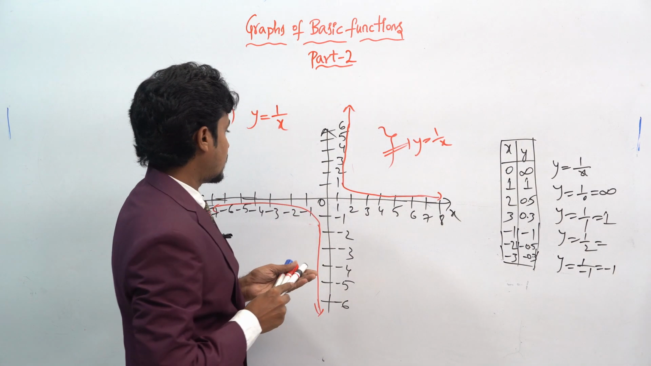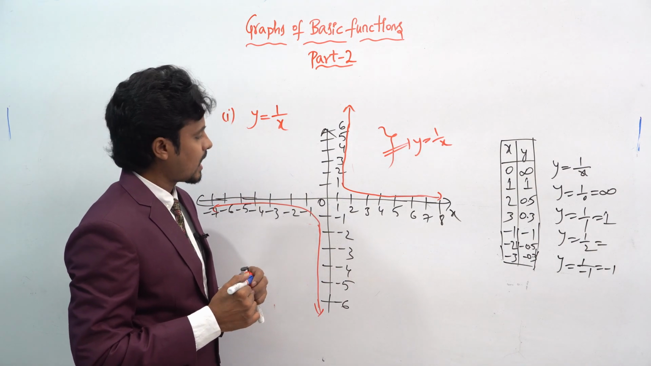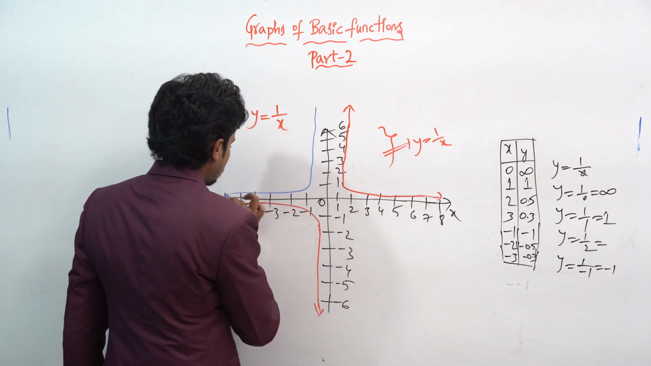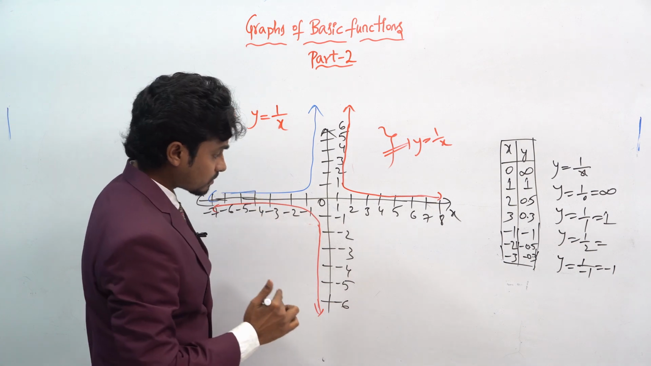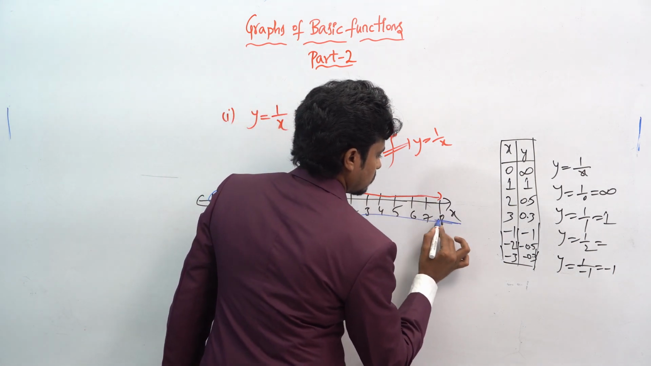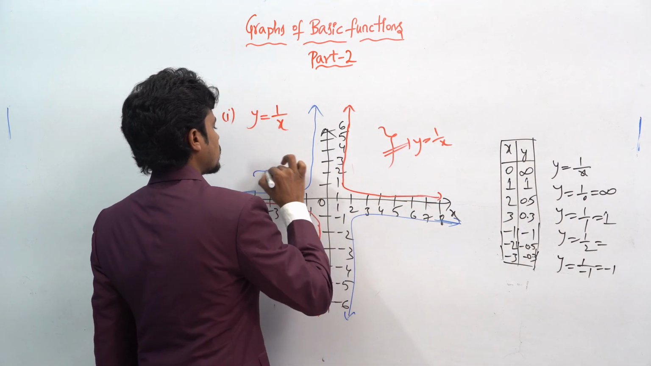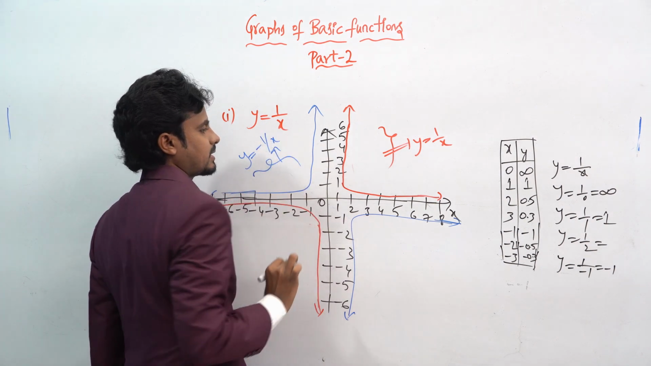Okay, and similarly, if you want to draw the plot for y is equal to minus 1 divided by x, how can you draw the plot? You have to draw the plot like this. Here also it will come from the infinite, and here also go like this. Okay, this was for y is equal to minus 1 divided by x.